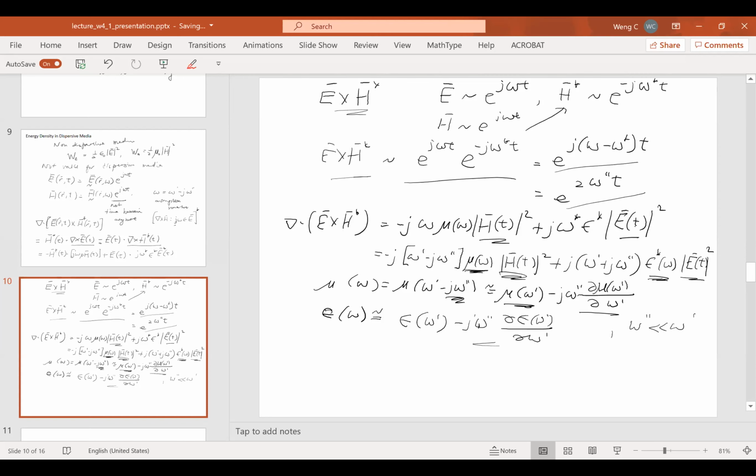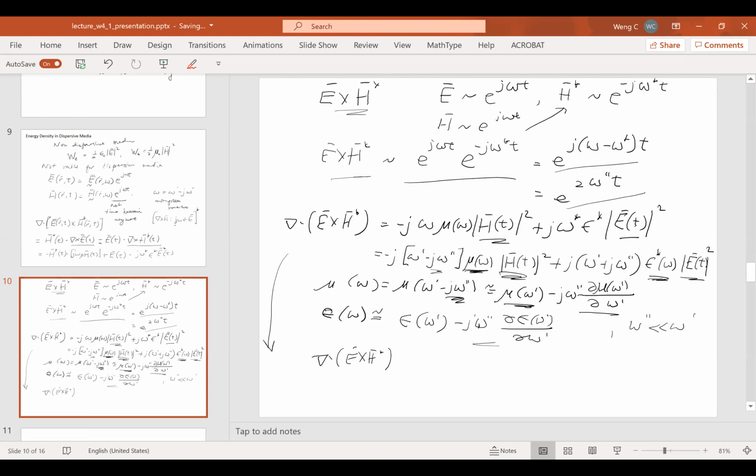I'm going to assume that this term is small. This term is small. Okay, so if I have a small term, the product of two small terms would be even smaller. So I'm going to keep only the leading order terms, is what mathematicians call them. If you keep only leading order terms and then rewrite this equation, you can show that the leading order terms are given by divergence of E cross H conjugate.